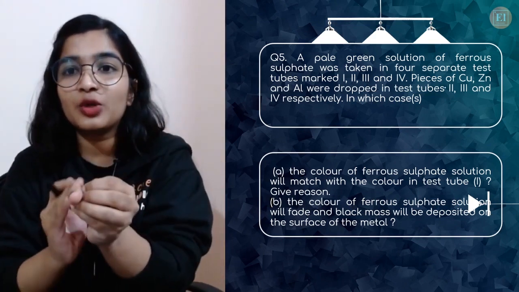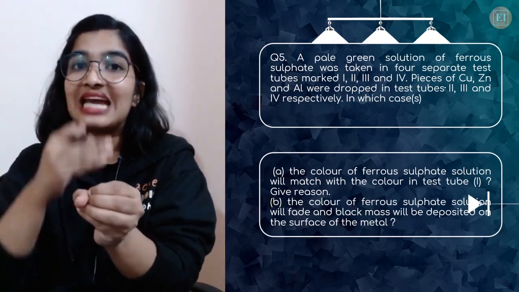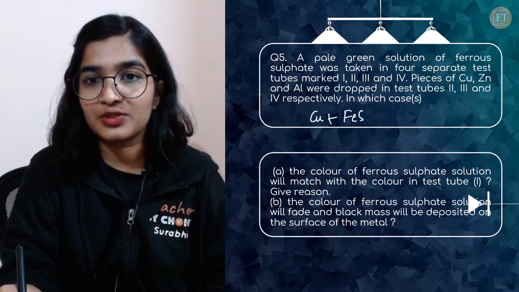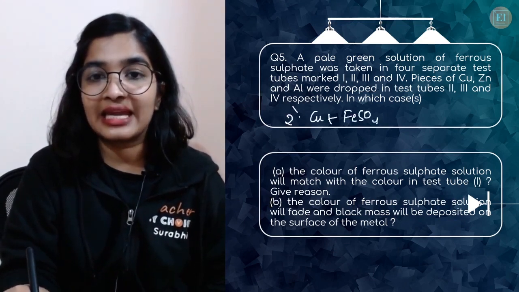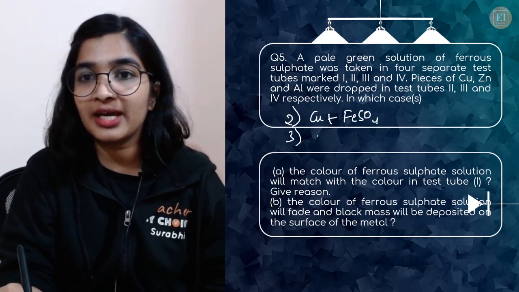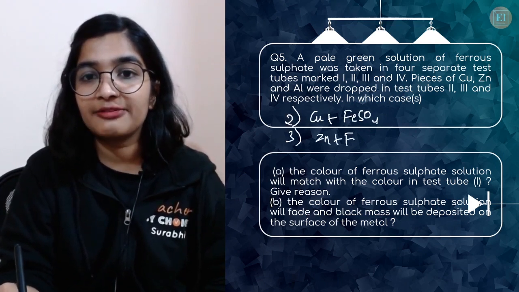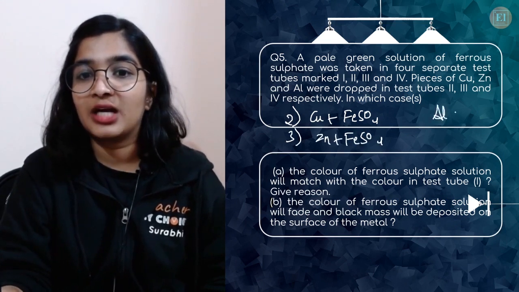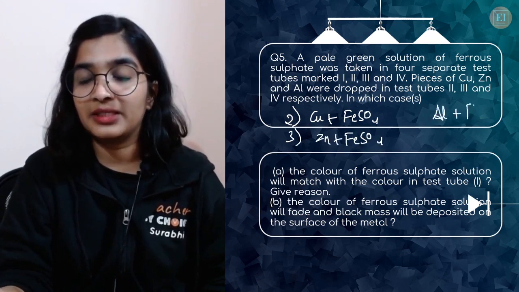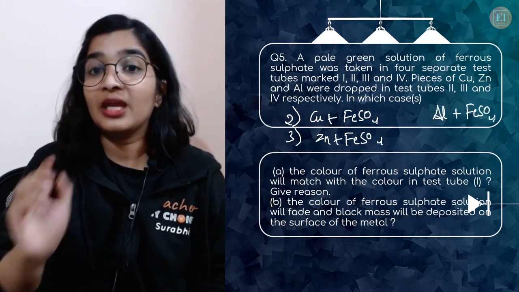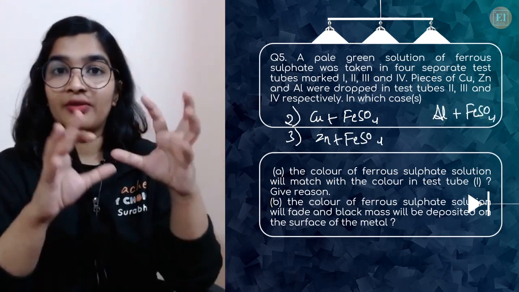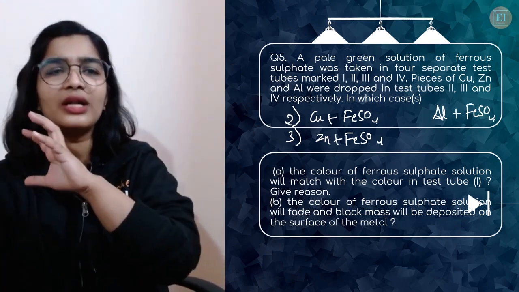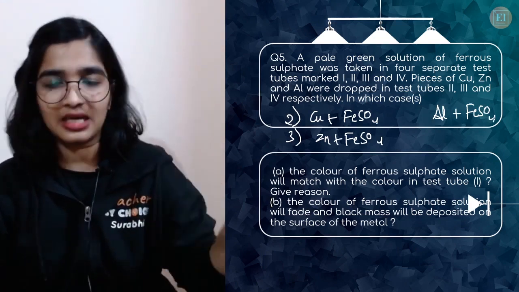Test tube 2 has copper and ferrous sulfate. Shall we just write it down? Cu plus FeSO4 is the second test tube. So what is in the third test tube? Zinc plus ferrous sulfate. And the fourth test tube, you have aluminium plus ferrous sulfate. Now, based on this, they have asked you two questions. So this is what a student or a teacher has done.